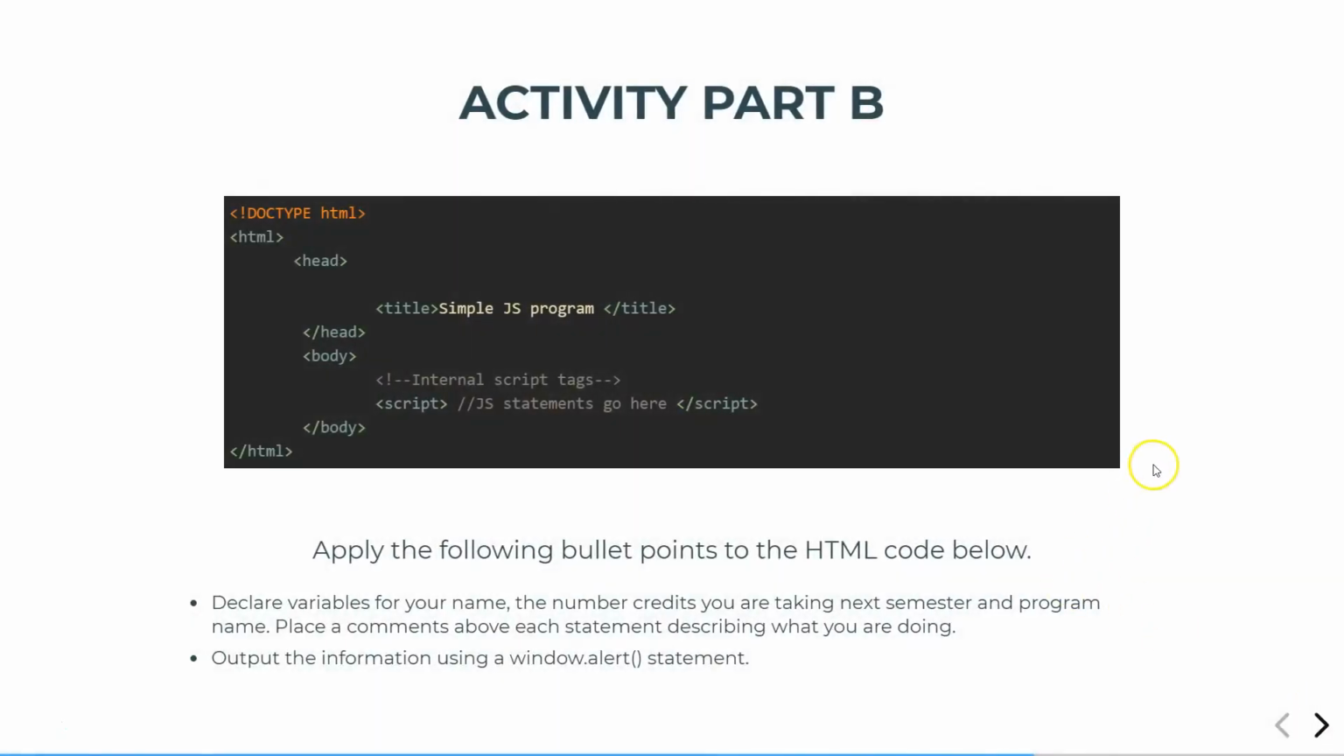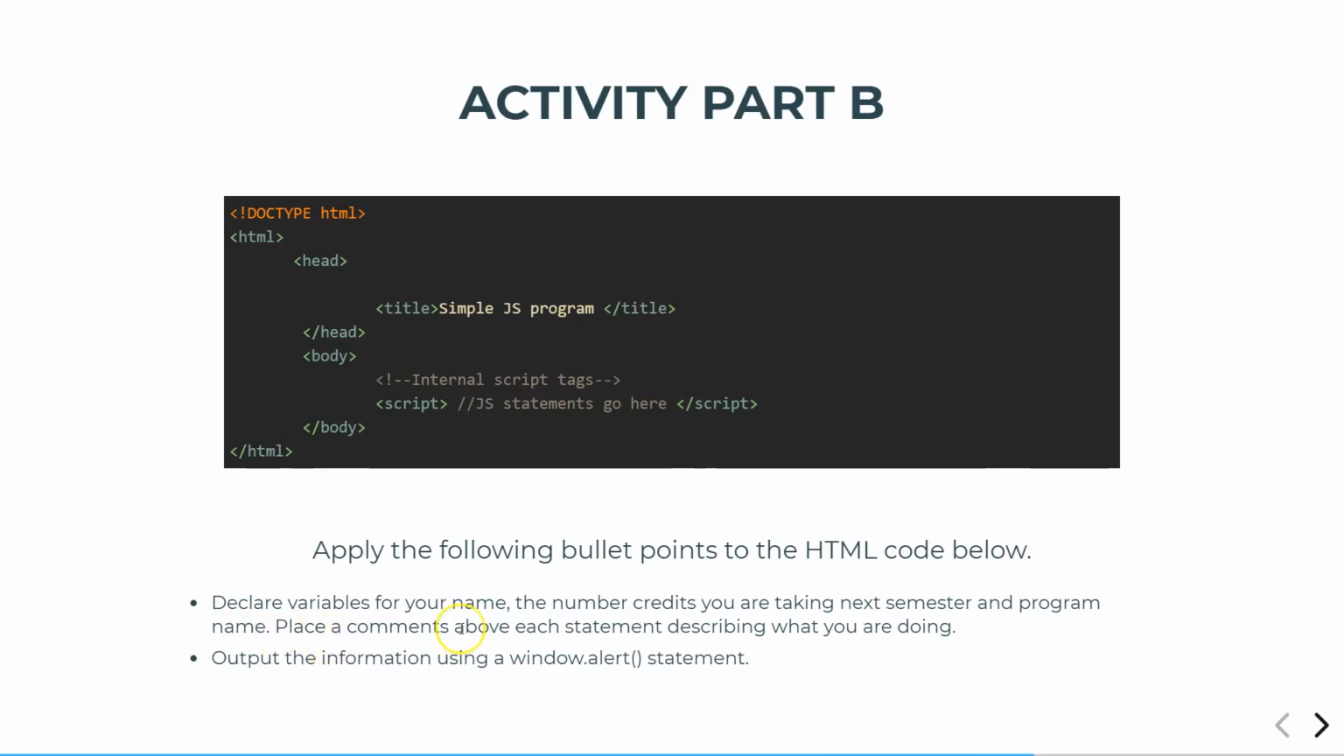Here's an activity I would like for you to take a stab at, and it's going to capitalize on some of the things that we've already covered. It's a two bullet point activity. I want you to declare variables for your name, so you can say something such as var name equals whatever your name is. You want to declare a variable for the number of credits that you'll assign a value to, and also the program name, the program that you're in.